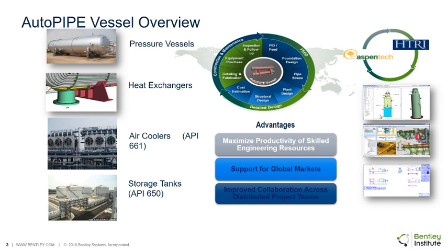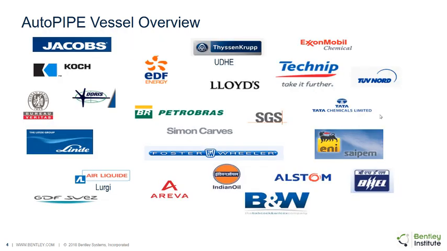The software is ideal for both EPC companies as well as equipment design and fabrication companies. There are several advantages of the software, including maximizing productivity of skilled engineering resources, supporting a global market, and improved collaboration across distributed project teams. Many large EPCs, oil and gas owner-operators, and manufacturing companies use AutoPIPE vessel for their static equipment design and analysis needs. Some of them are mentioned here.